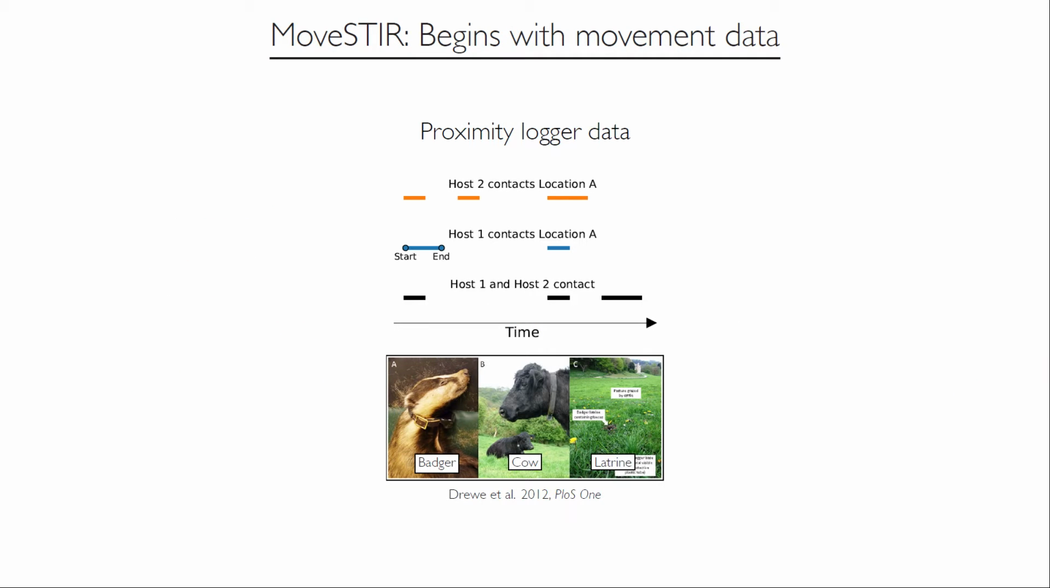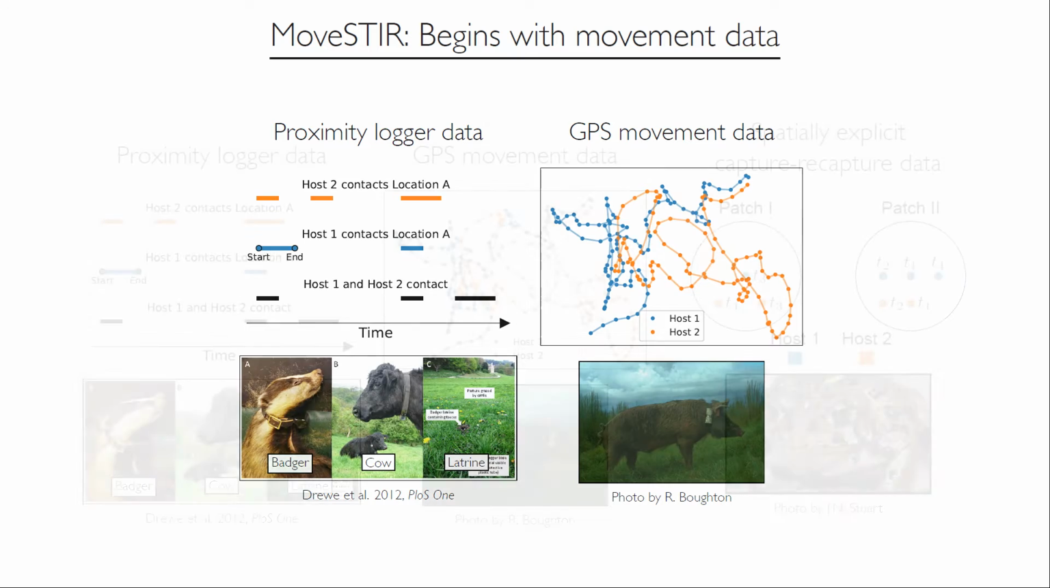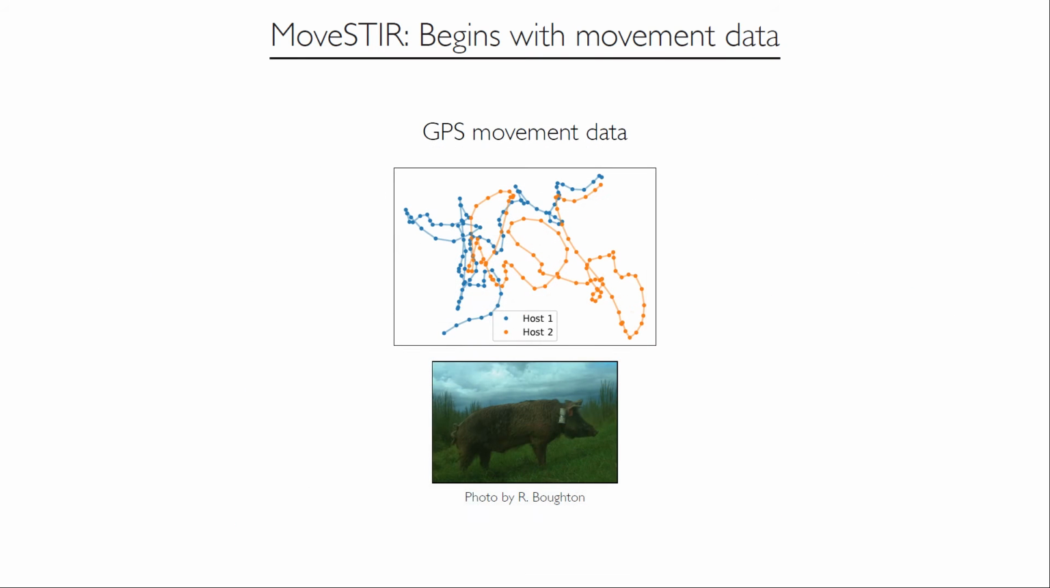Movester begins with movement data, and it can use a wide variety of different types of movement data. It can use proximity logger data, GPS movement data, and spatially explicit capture-recapture data. So a lot of different types of data in different systems. For the sake of time today, I'm really just going to focus on GPS movement data. This is us going out to some population, say wild pigs. We're putting collars on these pigs. We're tracking their movements at, say, 15-minute, 30-minute, or hour-long intervals for months, maybe even years. Typical GPS study.